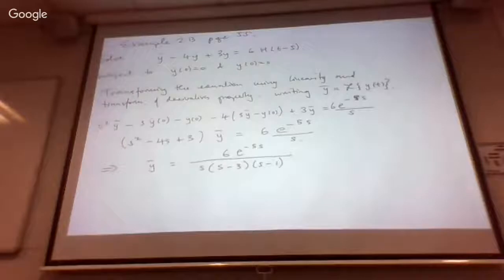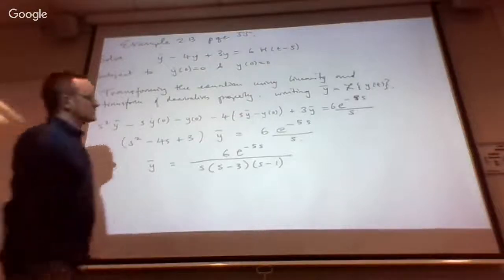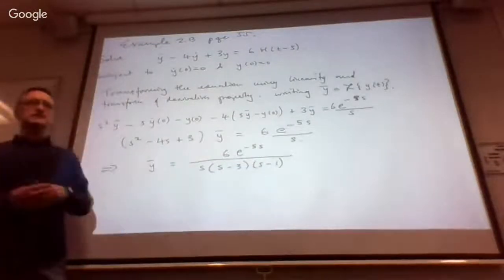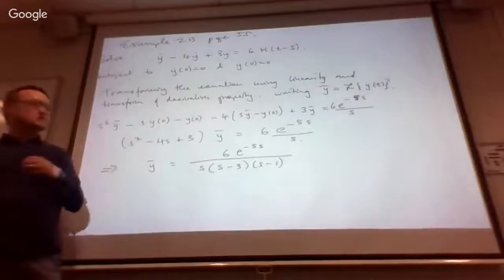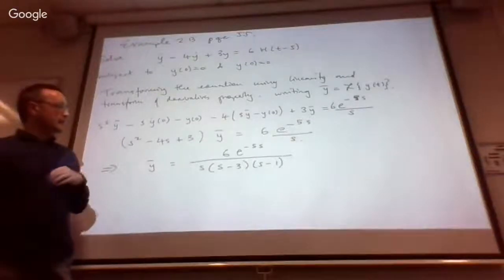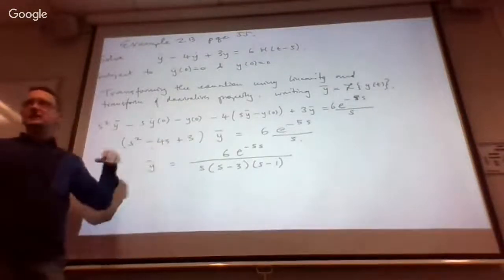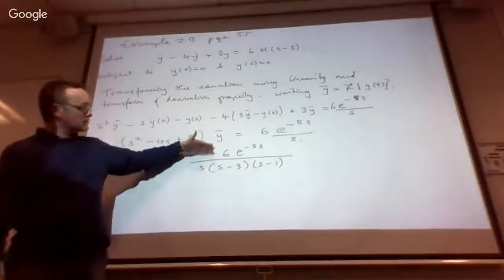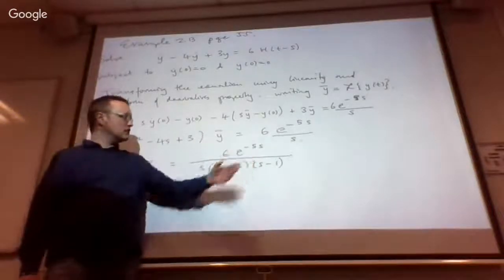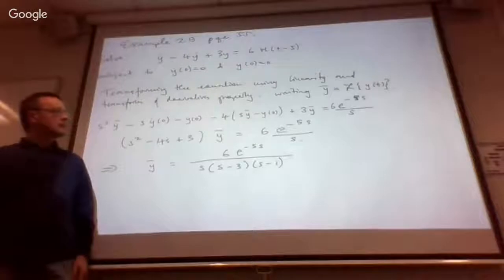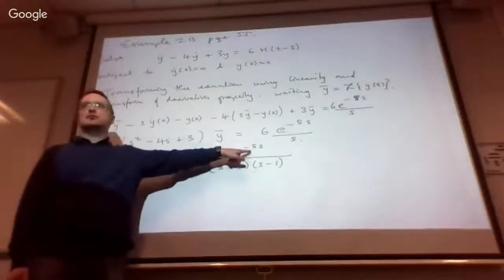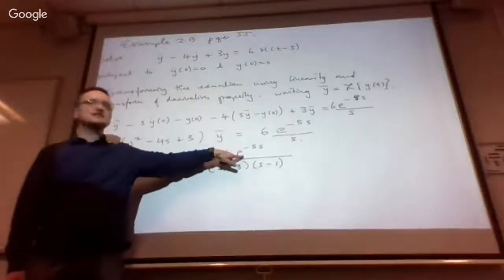In principle, we just have to take the inverse transform to recover our original solution. But now we ought to pause and look at this thing and see how we're going to take its inverse transform. It kind of looks like a rational function, a quotient of polynomials. We've got this cubic polynomial in s on the bottom, but it's not quite a polynomial in s on the top. We've got this exponential factor.